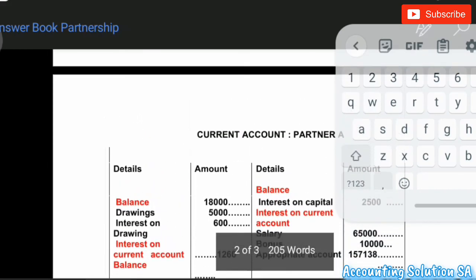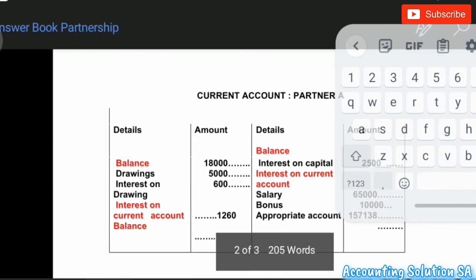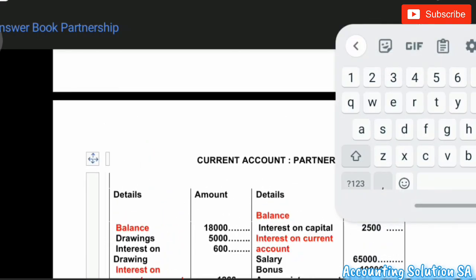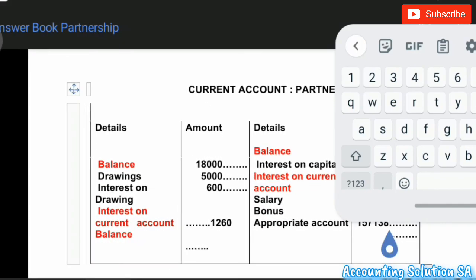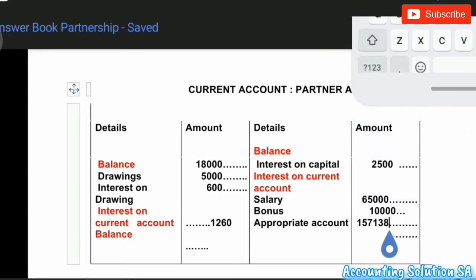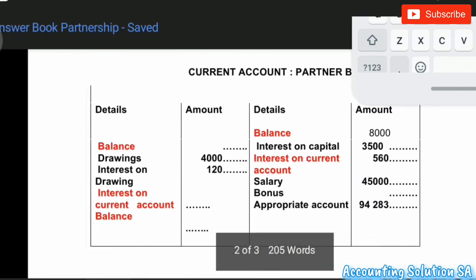So the remaining balance, guys, you must check under current account. You check which side is higher than the other side, then you record the remaining balance as a balancing figure. Very simple.